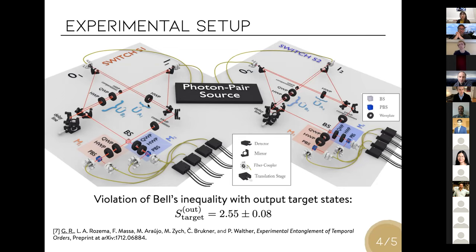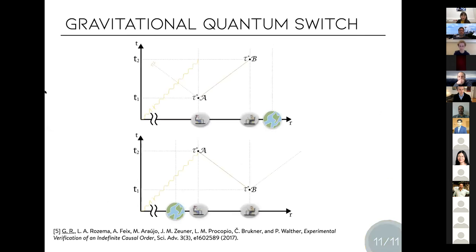superposition of causal orders in a lab in flat spacetime, the operations must be delocalized in time. So if you were to do this gravitational quantum switch, you would basically obtain that these operations happen at the time in which Alice happens, from the Alice perspective, always at the same time.